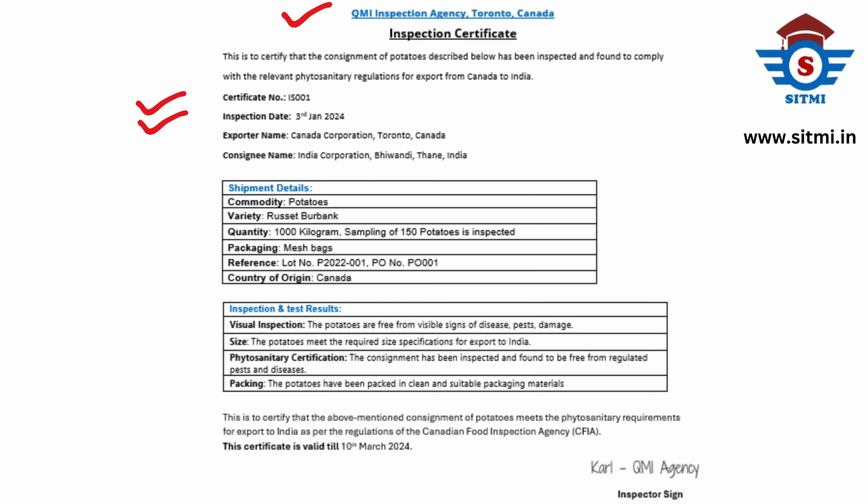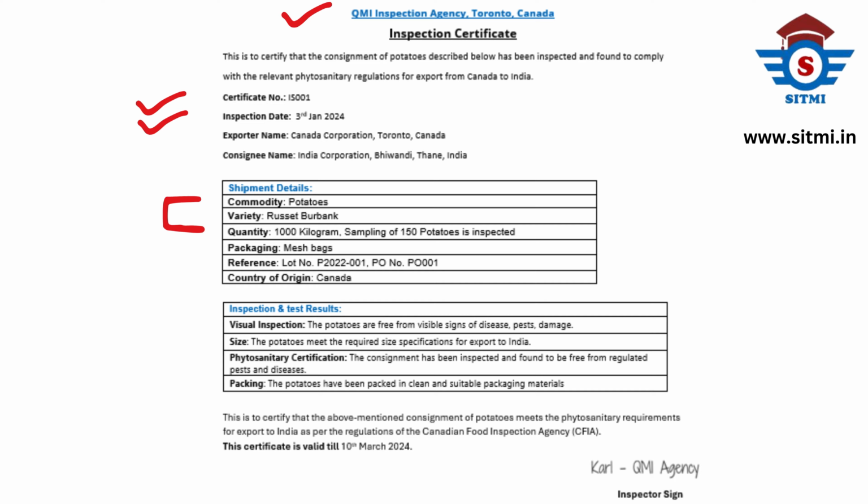The third one is date of inspection. The date when the inspection was conducted. This indicates when the goods were assessed for compliance with the specified standards. The fourth one is description of goods. A detailed description of the goods, products or materials that were inspected. This includes information such as product name, model number, batch or lot number and any relevant specifications.